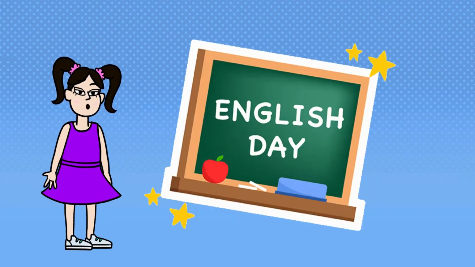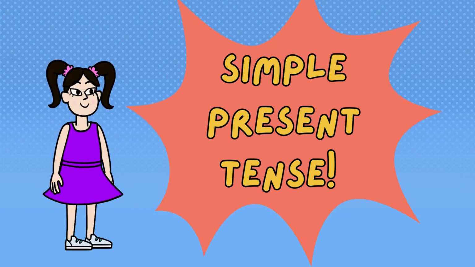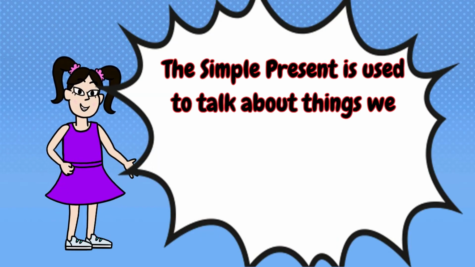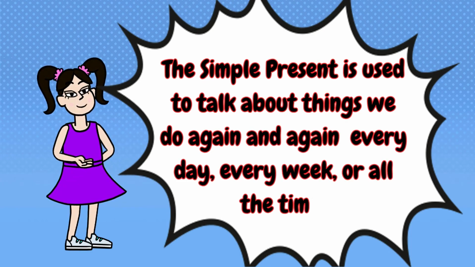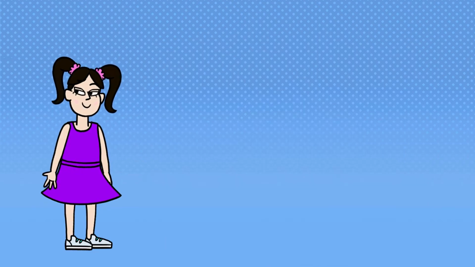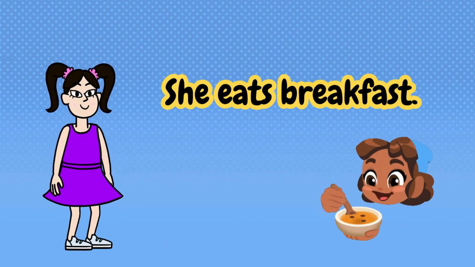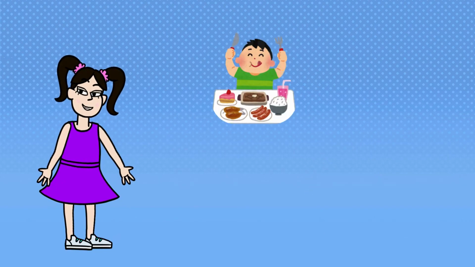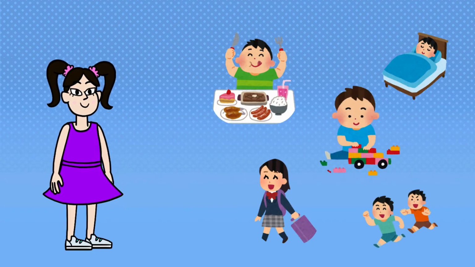Let's talk about what we do every day. It's called the simple present tense. The simple present is used to talk about things we do again and again, every day, every week, or all the time. Like this, I go to school. She eats breakfast. We play games. These are things we do every day. That's why we use the simple present.